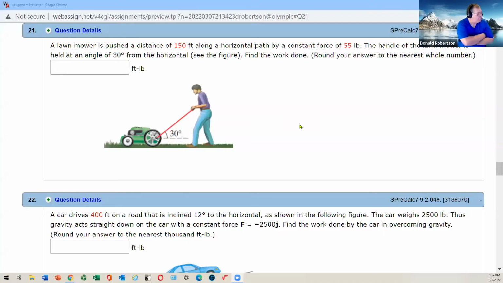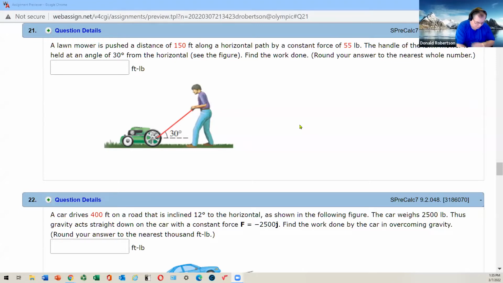A lawnmower is pushed a distance of 150 feet along a horizontal path by a constant force of 55 pounds. The handle of the lawnmower is held at an angle of 30 degrees from the horizontal. Find the work done. If you're into physics, this might be quite interesting to you.